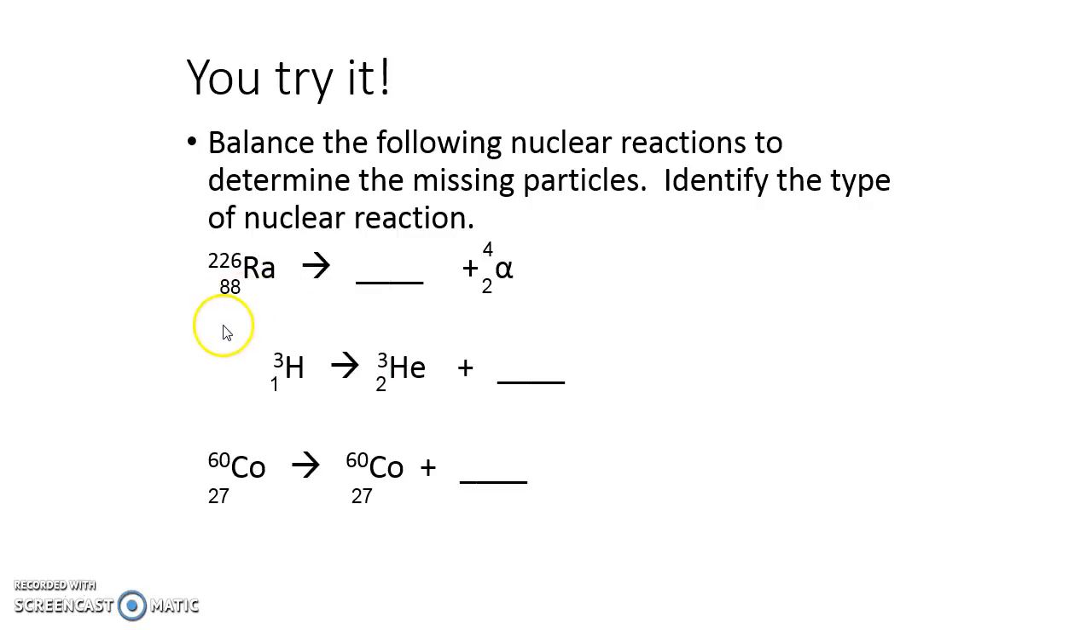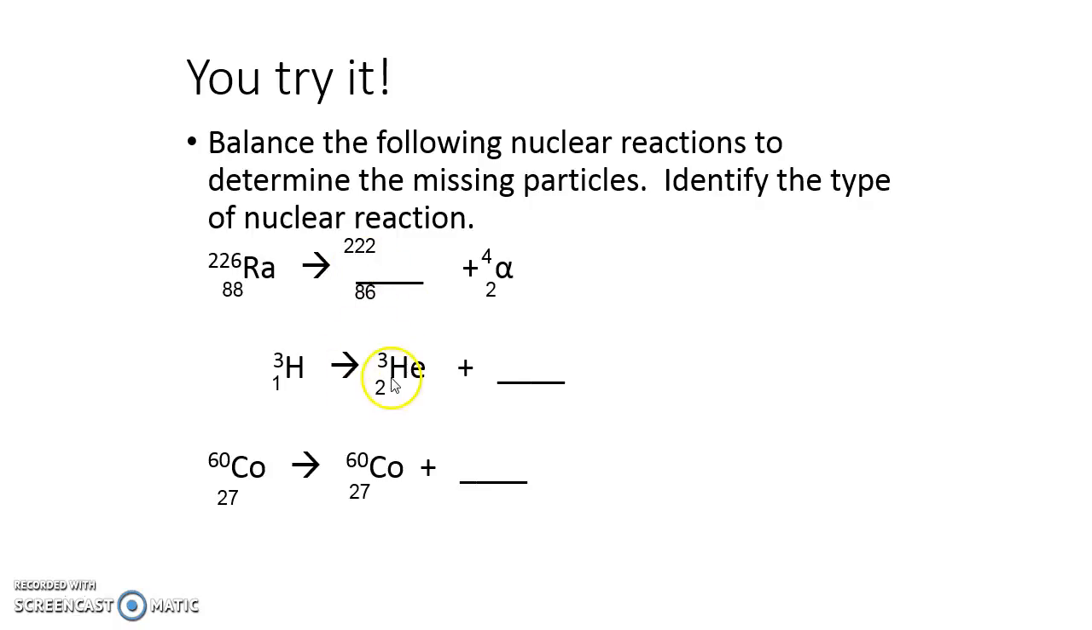Okay, the first thing that you do is fill in the missing numbers so that you can balance it. Radium has an atomic number of 88. An alpha particle is a helium nucleus with a mass of 4, so 4, 2. Hydrogen has an atomic number of 1. Helium has an atomic number of 2. Cobalt, 27. Now we do our math. 226 is equal to what plus 4? That must be 222. 88 is equal to what plus 2? That must be 86.